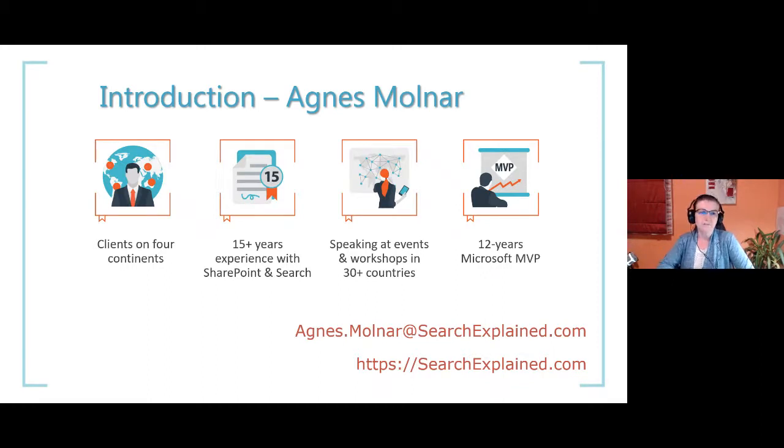So a couple of words about me. My name is Agnes Molnar. I live in Budapest, Hungary. And I founded a company called Search Explained, where, in a nutshell, we explain how search works in the Microsoft ecosystem, SharePoint and Office 365. So basically what I do is trainings, workshops, and also consulting around the world for our clients.